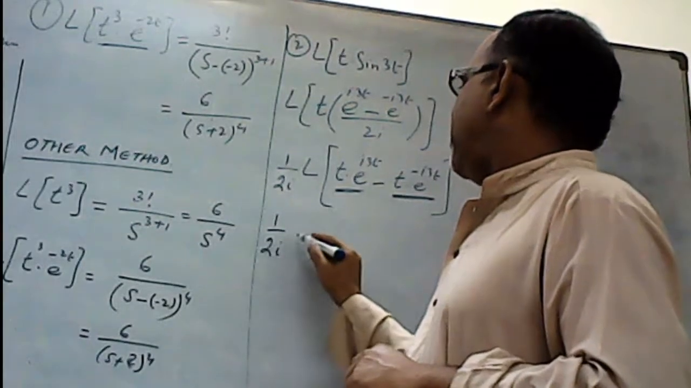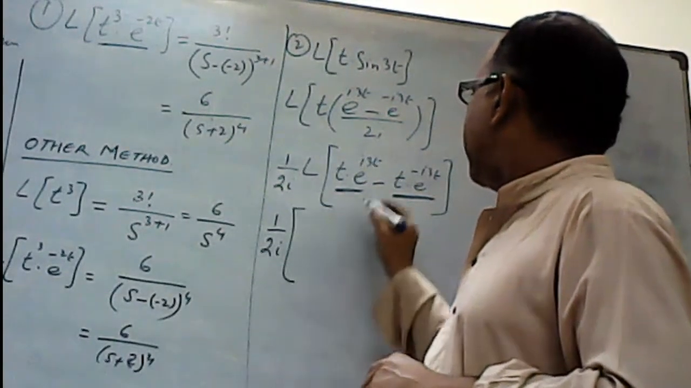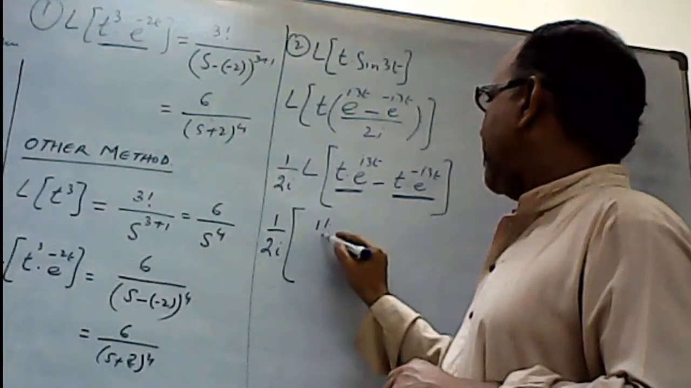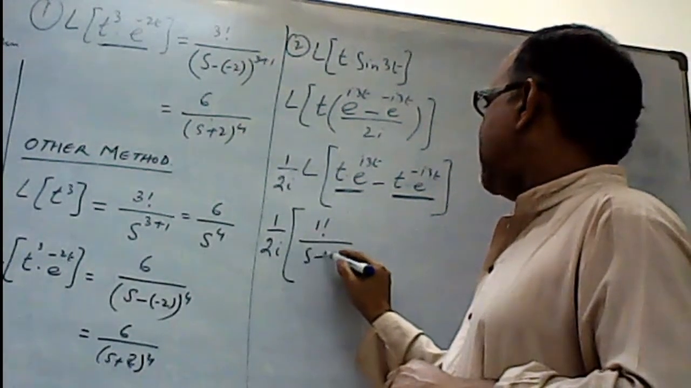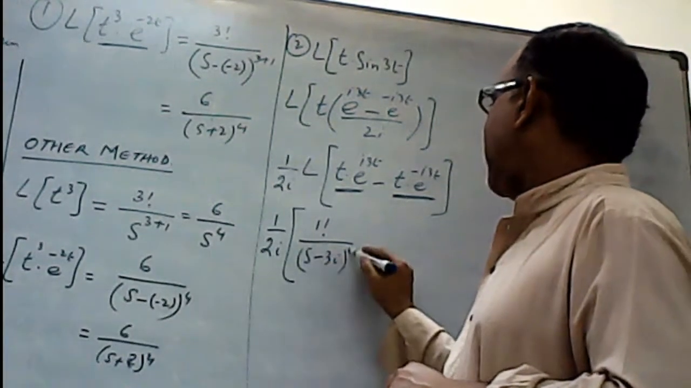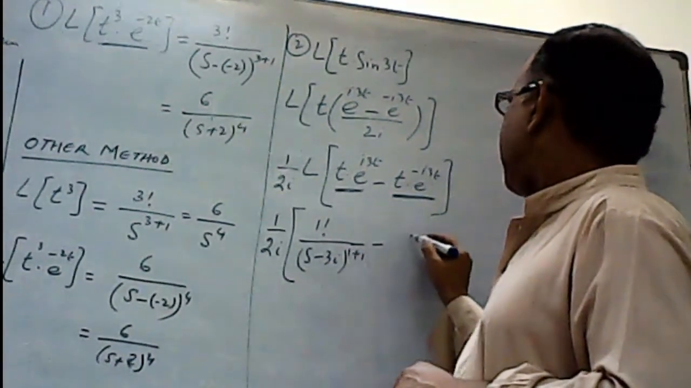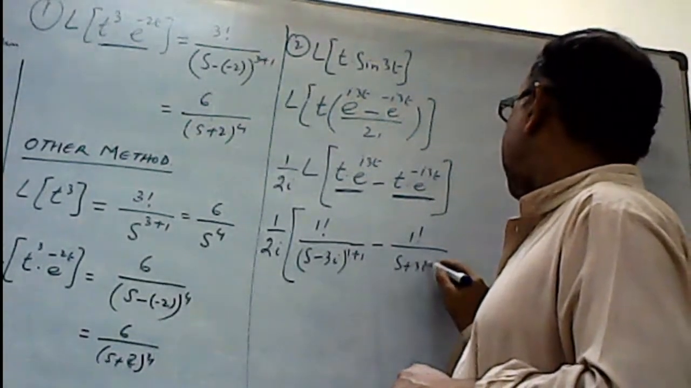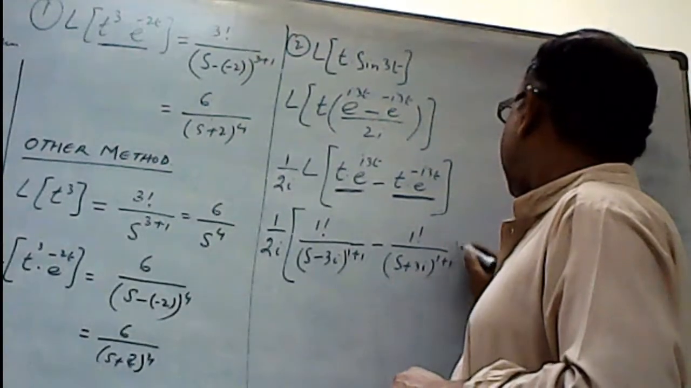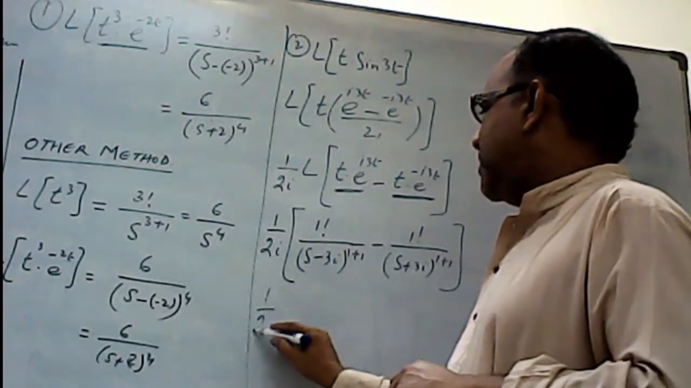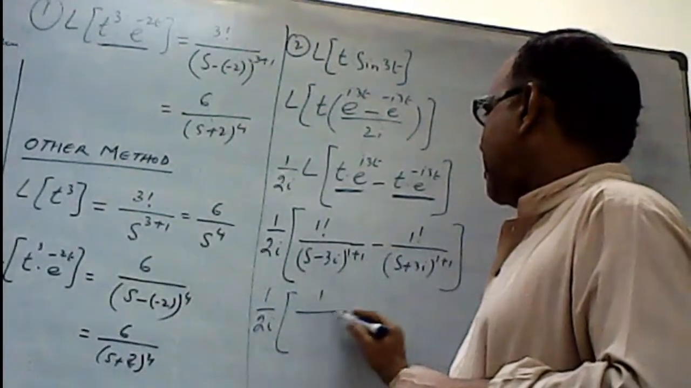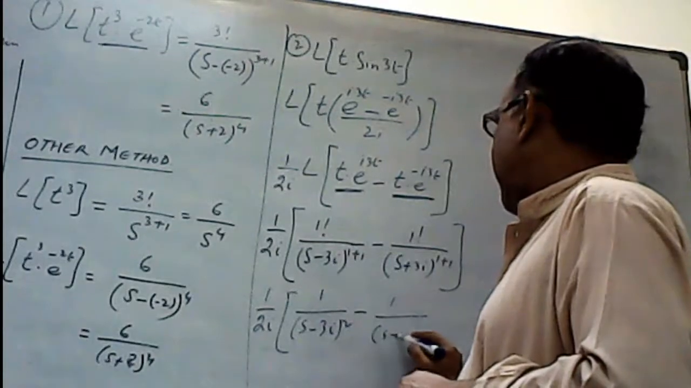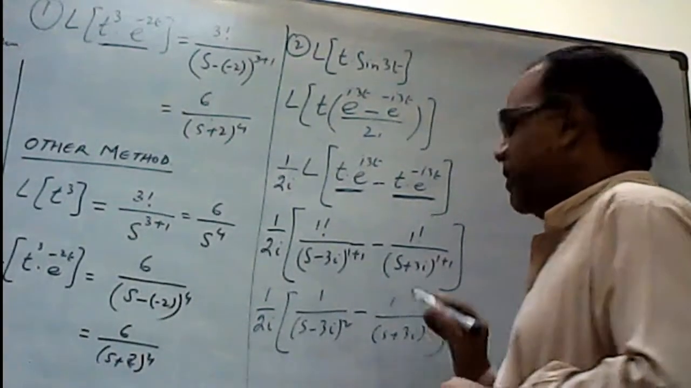So I am writing 1 upon 2 iota, and this is 1 factorial divided by (s minus 3 iota) whole power 1 plus 1, and then minus 1 factorial divided by (s plus 3 iota) whole power 1 plus 1. So my final answer will be 1 upon 2 iota times [1 upon (s minus 3 iota) whole square minus 1 upon (s plus 3 iota) whole square].